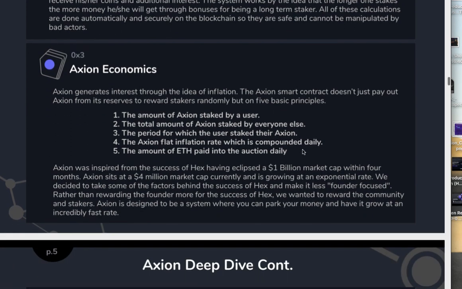So the Axion economics. Axion generates interest through the idea of inflation. The Axion smart contract doesn't pay out Axion from its reserves to reward stakers randomly, but on 5 basic principles. So this is very important to take into account. This is how you earn money.